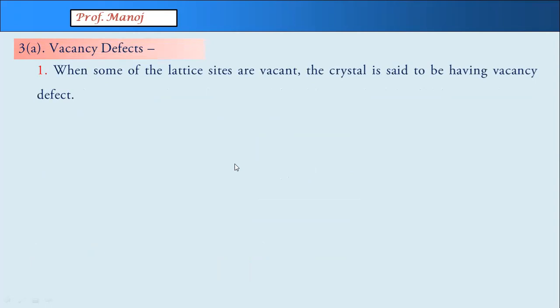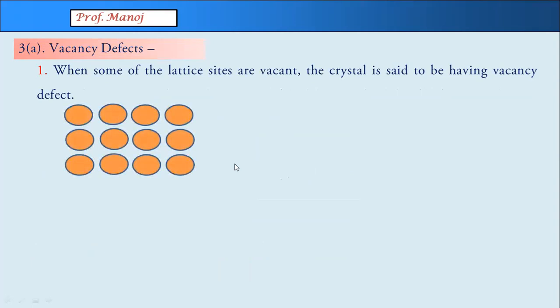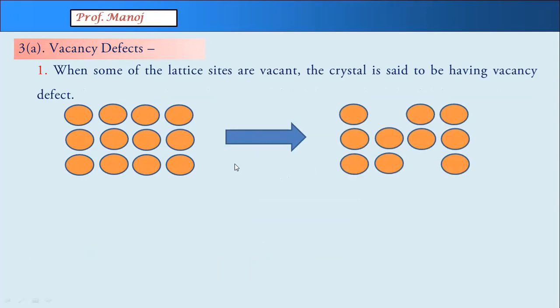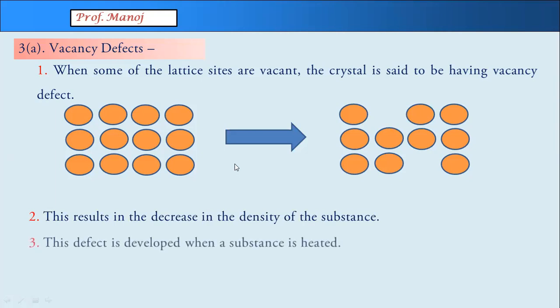First one, vacancy defect. As the name suggests, instead of a perfect crystal lattice, we will have vacancies in between. For example, if this is imagined to be a perfect crystal, instead, what you see in reality is something like this. There will be vacancies, atoms missing from certain points. Now, due to vacancy defect, density of the substance will decrease. And this defect can be artificially created by heating the substance. I think it is one of the easiest defects to understand, the vacancy defect.